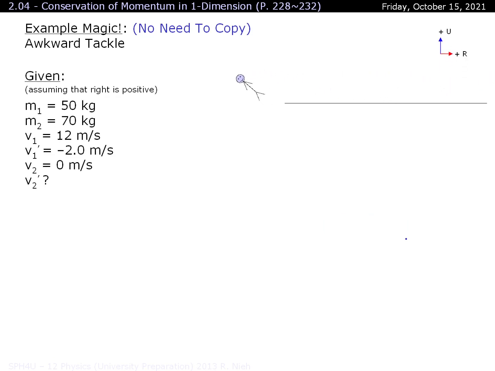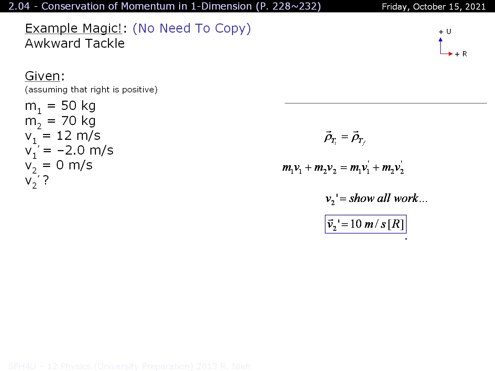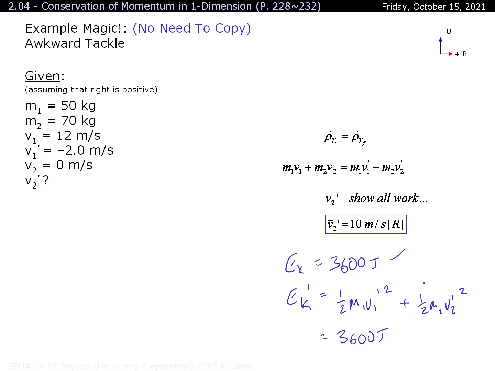Alright, we may not notice anything special right now, but the calculation is really interesting. Because when we try to find out the kinetic energy before the collision, which is equal to 3,600 joules, and we try to find out the kinetic energy afterwards, which again is equal to 1/2 m1v1' squared plus 1/2 m2v2' squared. Well, if you crunch the numbers through, you'll notice that you end up getting 3,600 joules. And that's what's so magical about this one. The total kinetic energy before is equal to the total kinetic energy afterwards. These type of collisions are called elastic collisions.